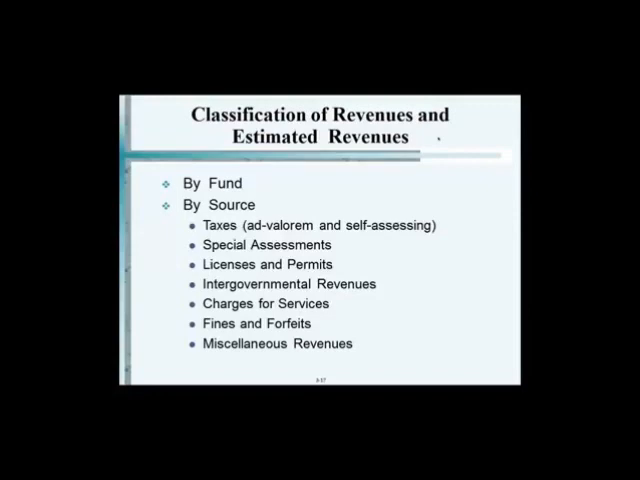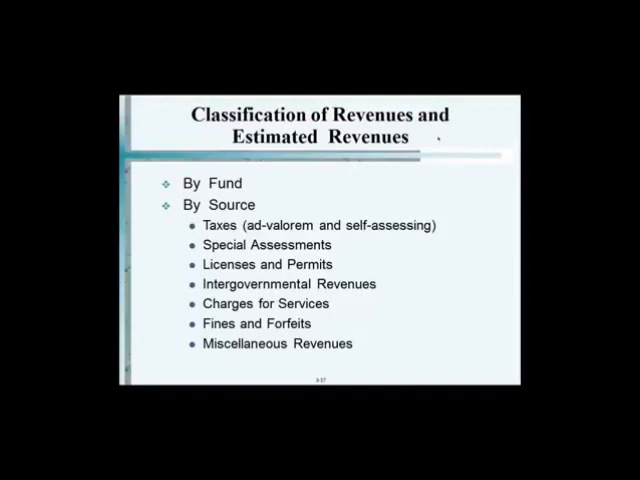Charges for services. You go out, do something, you have to pay for it. You are building an addition to your house. You apply for a construction permit. You fill out an application and pay for that. That's charges for service. Fines and forfeits, we don't want to be in that category, right? That usually means trouble, right? And miscellaneous revenues.